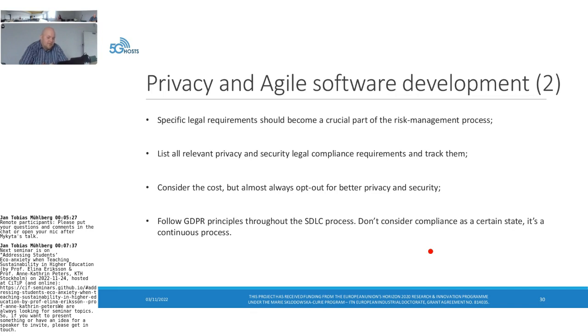List all relevant privacy and security requirements when it comes to legal compliance and track how they're implemented, and put a person responsible for that, both from the development team and from the compliance team, whether that's a lawyer or an engineer trained in compliance. Consider the costs, but in almost all cases, you will have to opt for better privacy and security. I'm talking about legal requirements. I'm not talking about the shady ways different big tech companies are cutting corners. We're talking about the way it should be, not the way you can save money on users' rights.